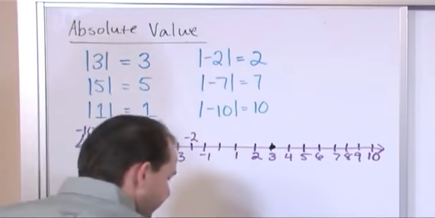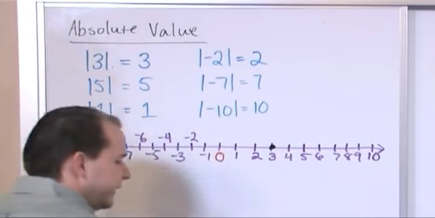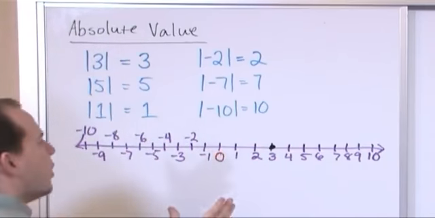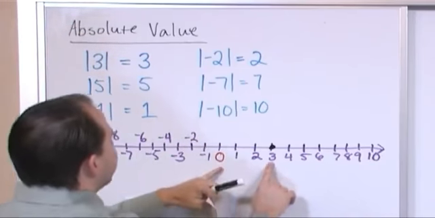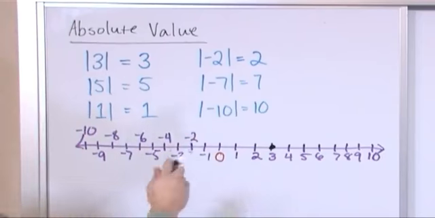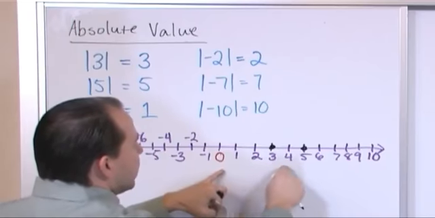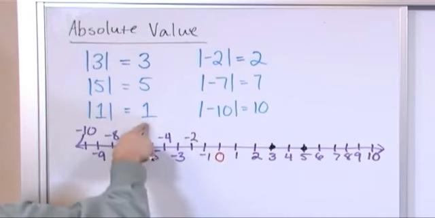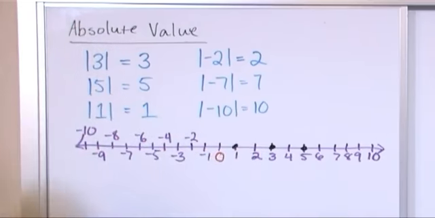Let me actually put this as a 0 in a different color so we can make it easier. I'm not going to look at the sign of the number. I just want to know absolutely how far away it is from 0. So this is 3 units away from 0. That's why the absolute value is 3. Number 5 is 5 units away from 0: 1, 2, 3, 4, 5. So the absolute value is 5. The number 1 is 1 unit away from 0, so the absolute value is 1.